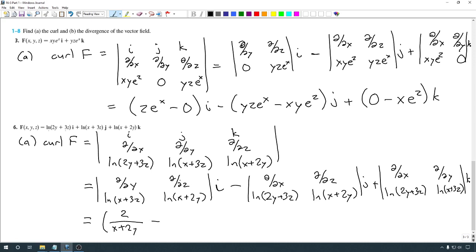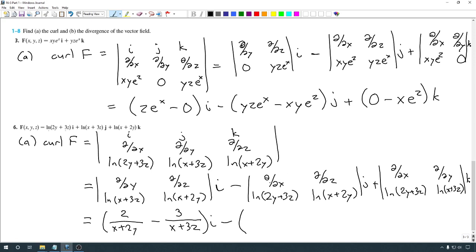Then we take the derivative with respect to z of the natural logarithm of x plus 3z. Same kind of thing there. We have the x plus 3z on the bottom, and the 3, because we're differentiating with respect to z. That's our i component. And there's not really any simplification we can do there, other than maybe combining the fractions, and I'm not convinced that would actually simplify it that much.